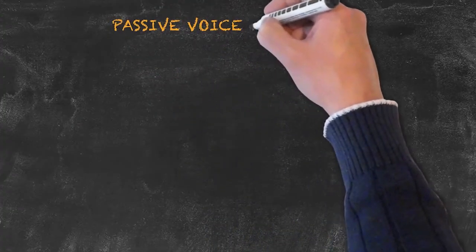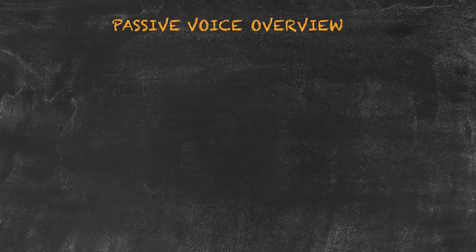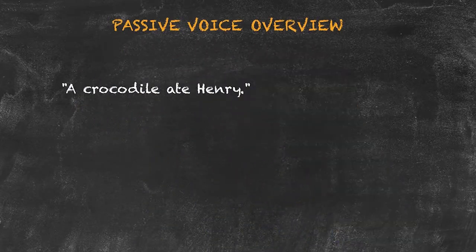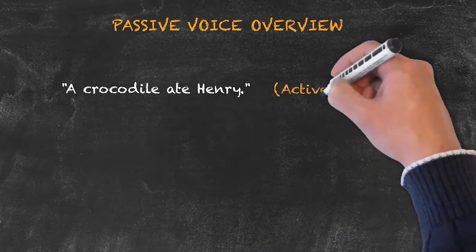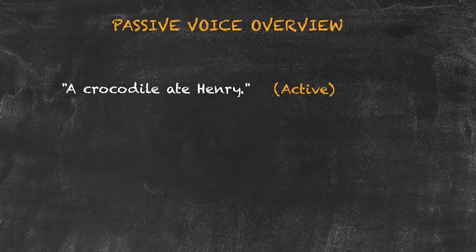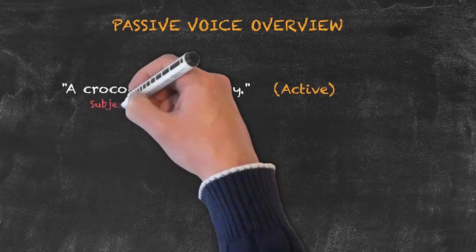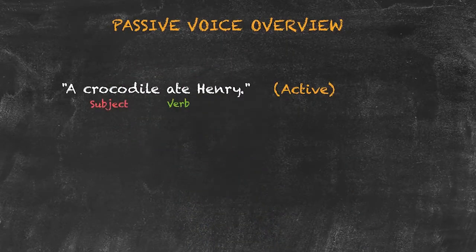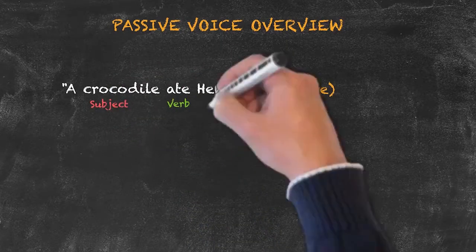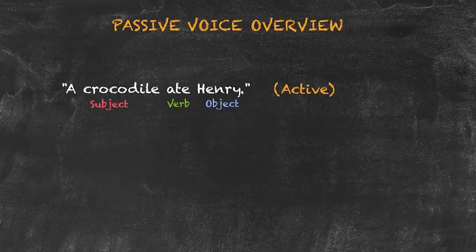So, to recap the passive voice, we can see in our example sentence, "a crocodile ate Henry," that this is the active voice. It has the order subject plus verb plus object. Crocodile being the subject, the verb in the past tense "ate," and then Henry as the object. This is the active voice.